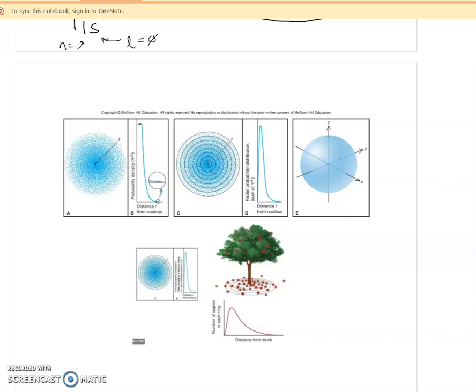Hello class, so in this module we are going to go over the 4 different plots that I just spoke about in the last module. The first plot being the radial plot. So here we have the radial plot.